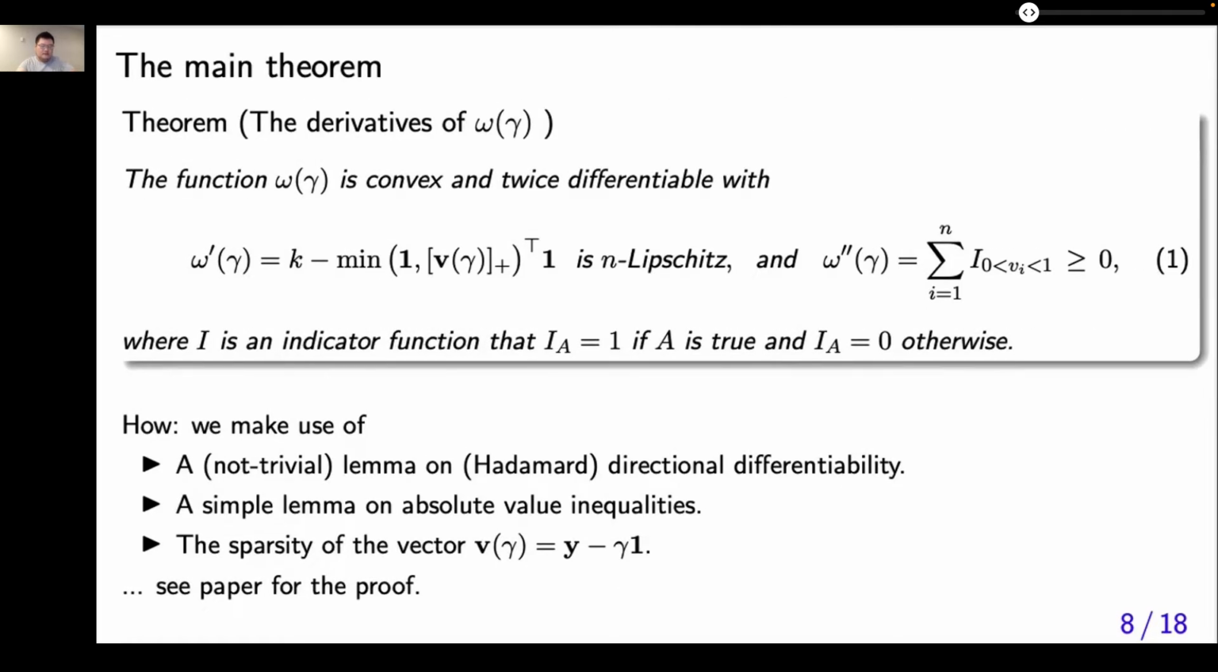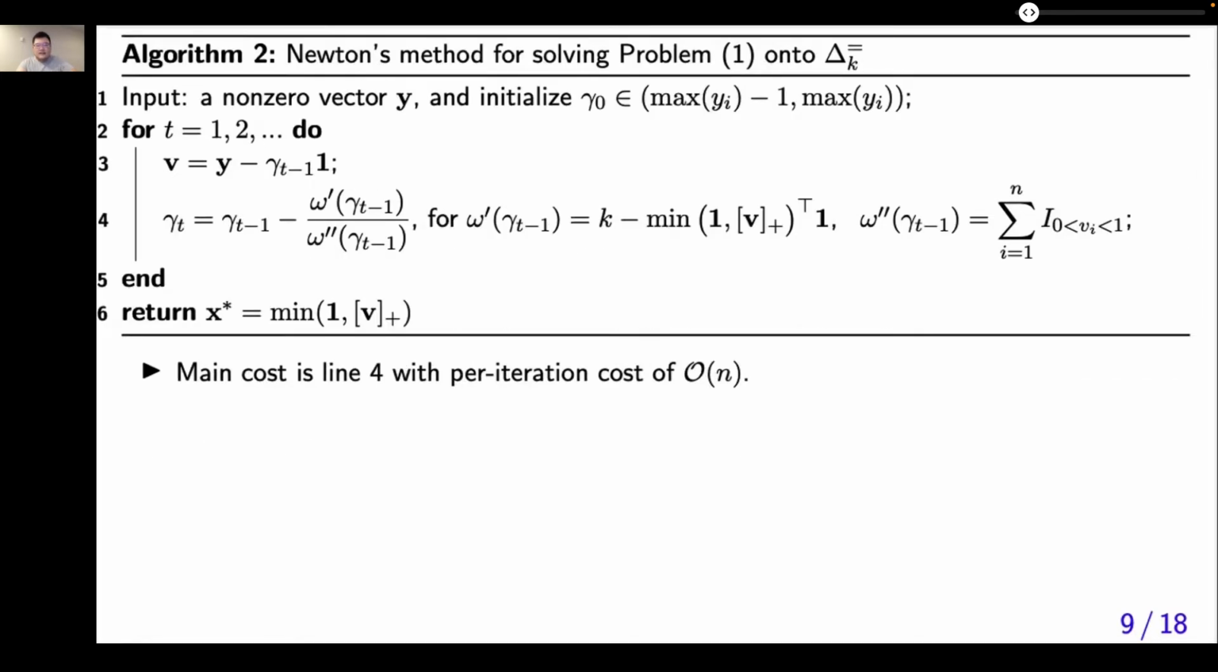So first, we'll talk about the main theorem. This is the main theorem, which is related to the gradient and Hessian of this omega function. So this is the expression, and for details, please refer to the paper. And then here is the algorithm. If you look closely, it is basically just the very simple Newton's method.